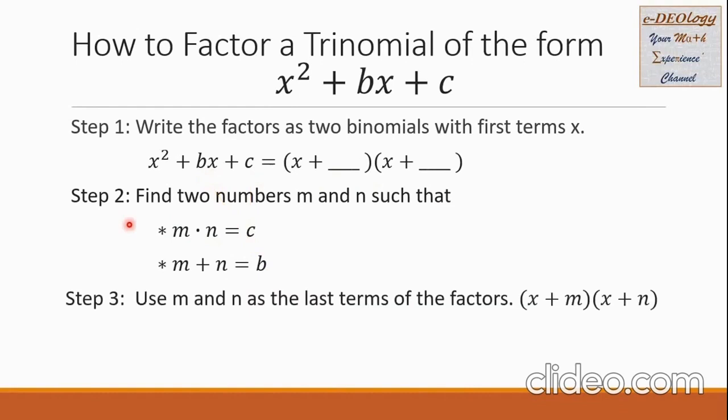Once we comply with step 2, we will go now to step 3. We will use m and n as the last terms of the factors. So it will be like this now, x plus m multiplied by x plus n. And step 4, we are going to check our answers. We will check by multiplying the factors, and it must come back to its original problem, or the original trinomial.